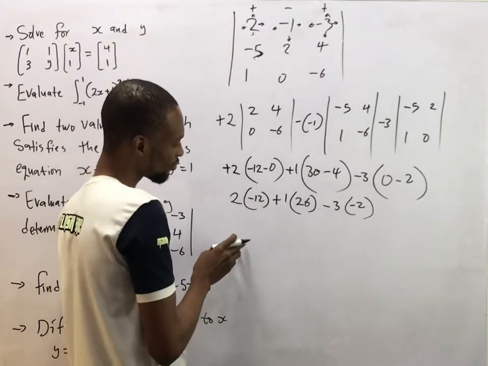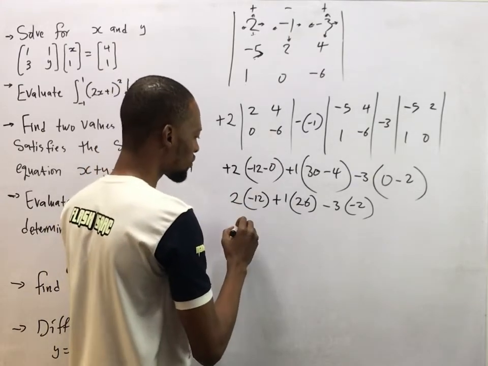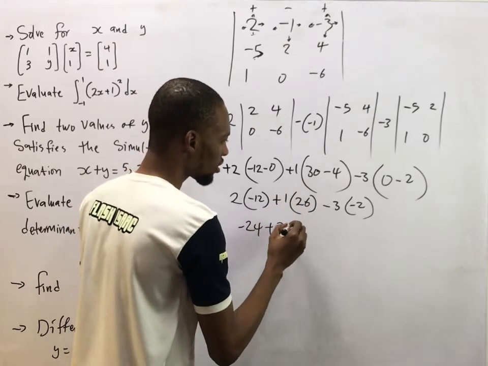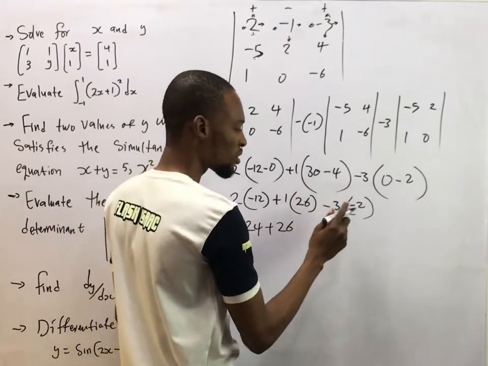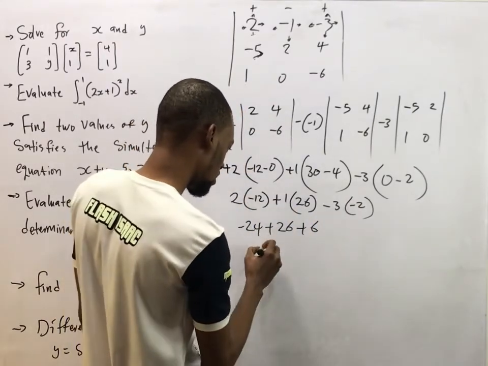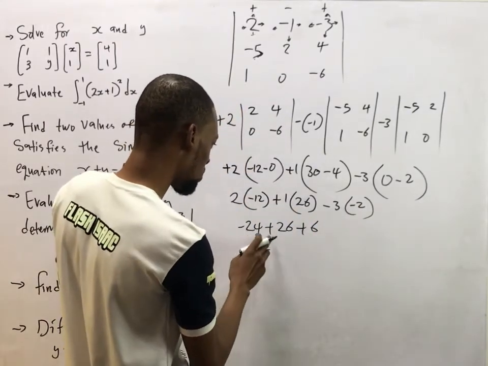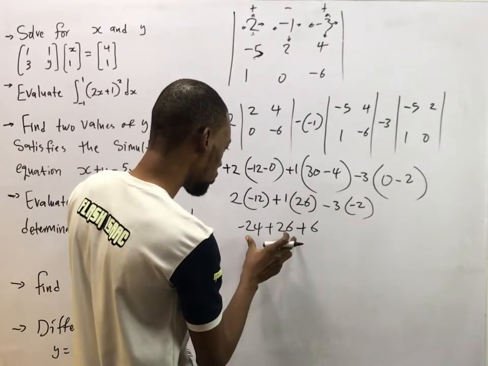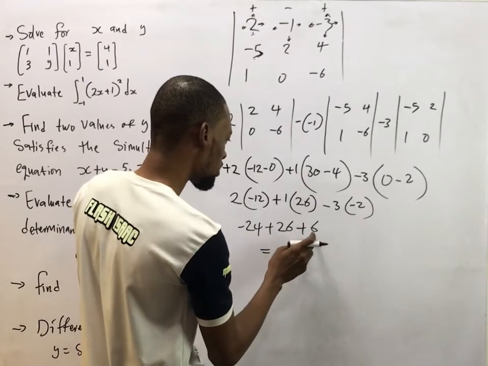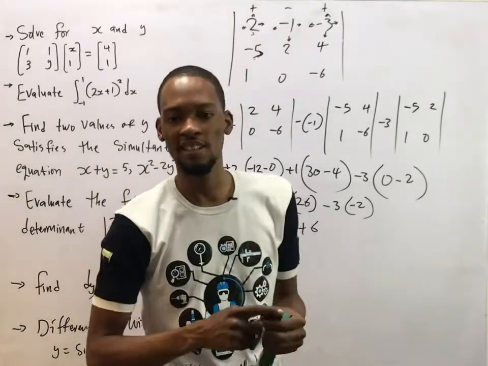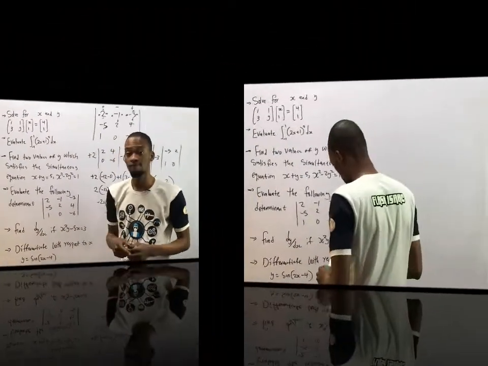So in that case, 2 times minus 12 should give you minus 24. Plus 1 times 26 is 26. Minus 3 times minus 2 will give you plus 6. Minus 24 plus 26 will give you 2. 2 plus 6 is 8. So the determinant is 8. So that's the answer to that question.